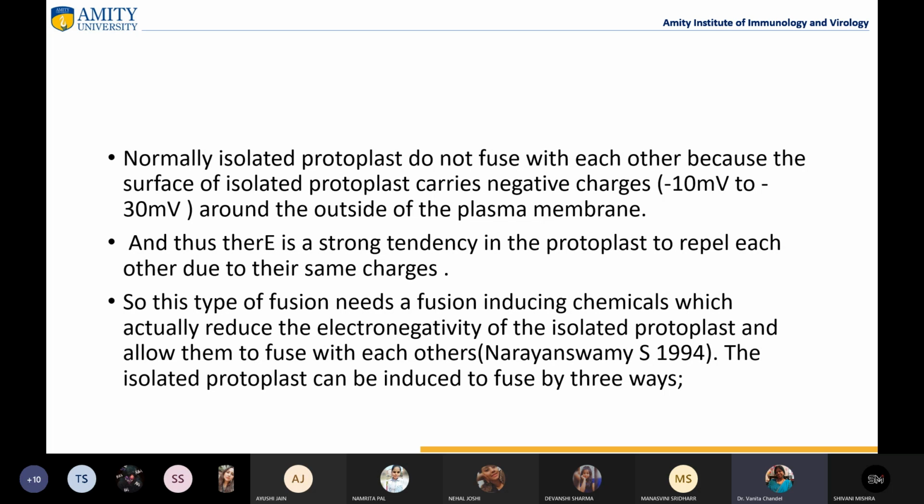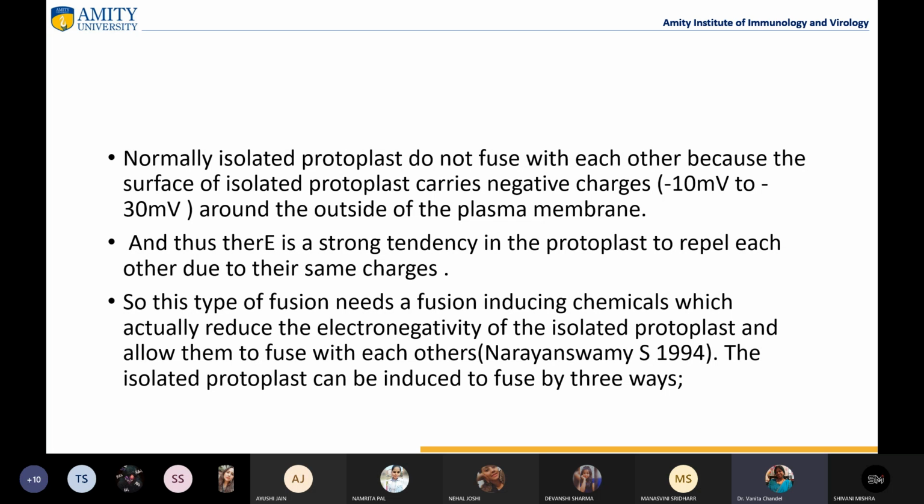Normally, isolated protoplasts do not fuse with each other, and there's a reason for that. The surface of an isolated protoplast carries a negative charge around the outside of the plasma membrane. Thus, protoplasts have a strong tendency to repel each other, since they carry a similar kind of charge. They do not fuse easily. So this type of fusion needs fusion-inducing chemicals, which reduce the electronegativity of the isolated protoplast and then allow them to fuse with each other.